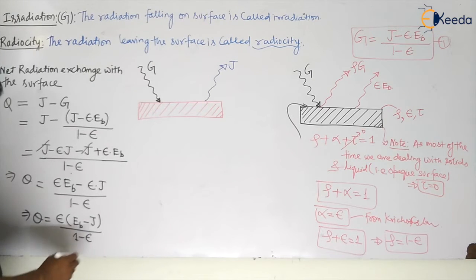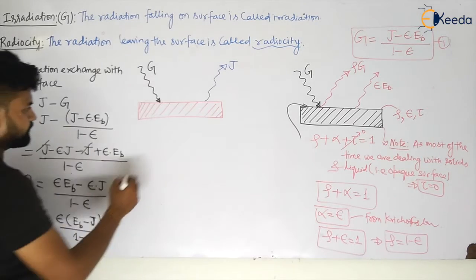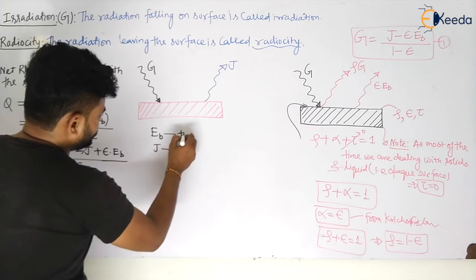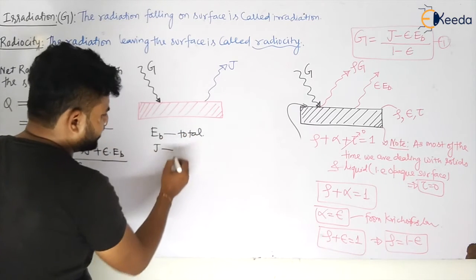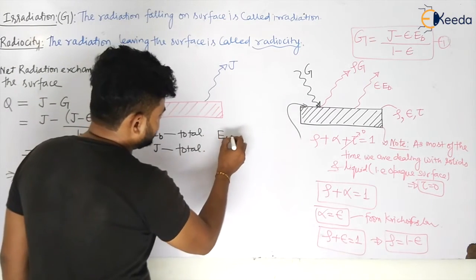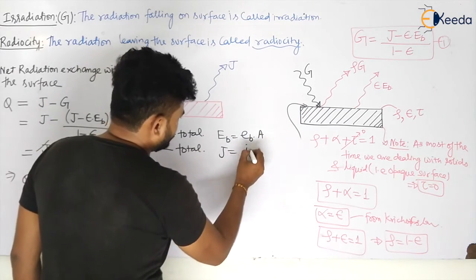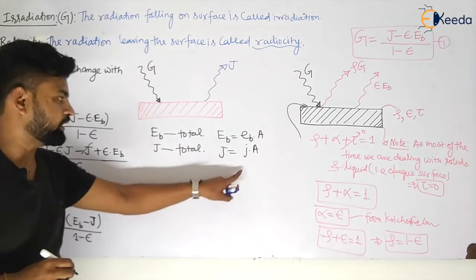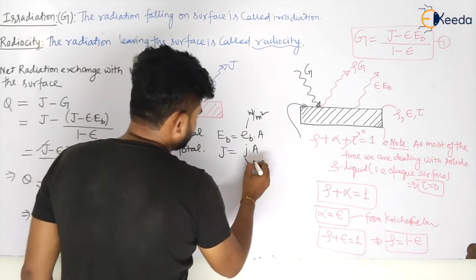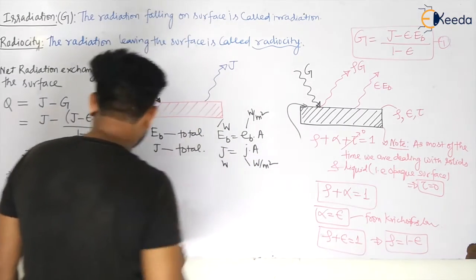Now, if I am taking these both terms like EB and J to be total, not per unit area I am taking, to be total. So can I take this like this? So EB can be written as small EB into area and J can be written as small j into area, my dear students. So can I put like this? If this is per unit area, that is watt per meter square, this is also watt per meter square, my dear students. So this was the total, this was in total in watt.